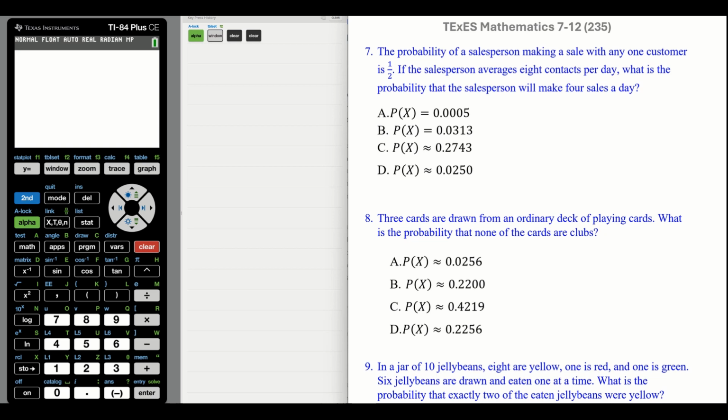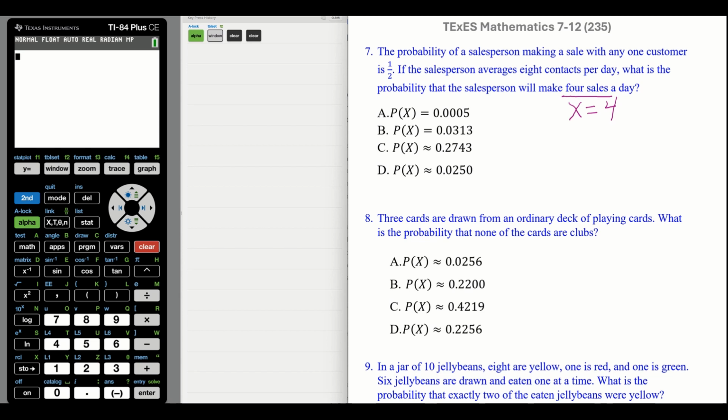Number 7, the probability of a salesperson making a sale with any one customer is 1/2. If the salesperson averages 8 contacts per day, what is the probability that the salesperson will make 4 sales per day? Okay, notice they have taken out our hint, but from the prior problem, we know that we're looking at X equals 4, exactly 4 sales.